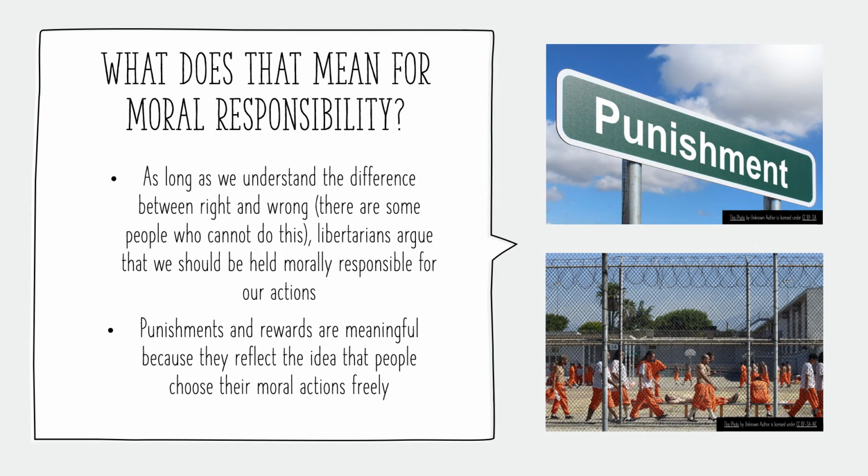So if you're a libertarian, what does that mean for your views on moral responsibility? So the starting point here is to just clarify that this only applies if we know the difference between right and wrong. And there are some people who don't know the difference between right and wrong. So babies, for instance, don't know the difference because they haven't been able to learn it yet. People who are maybe in sort of late stage dementia, they did know, but they're not able to know anymore. People with perhaps learning disabilities whose brains have not developed in such a way that they can cognitively figure out the difference between right and wrong.